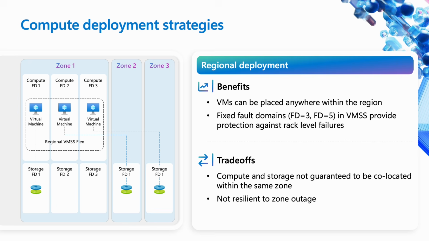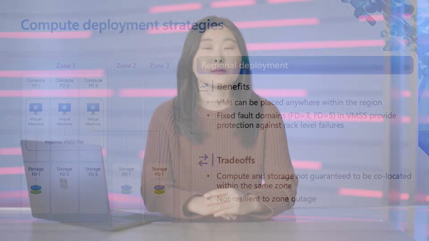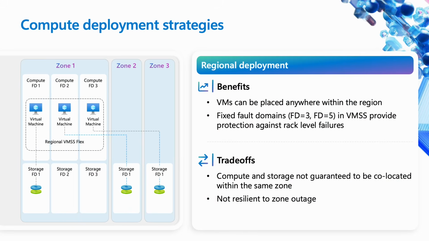For virtual machine scale sets, you also get protection against rack-level failures as Azure spreads your VMs across multiple fault domains within the region. However, the main trade-off in a regional deployment is that your compute and storage components are not guaranteed to be placed within the same zone. For example, with a regional VM, your compute may be provisioned in Zone 1, while your OS and data disks are provisioned in Zone 2. If either zone has an issue, your VM is impacted. This means that regional deployments are not guaranteed to be resilient to a zone outage.